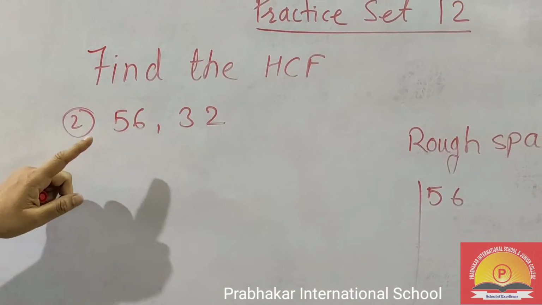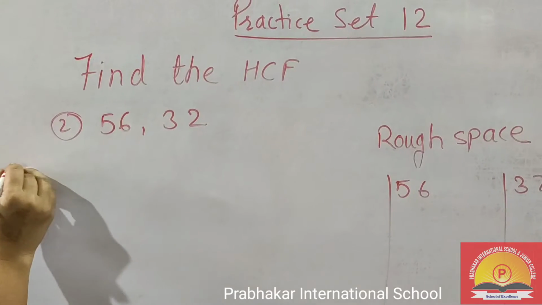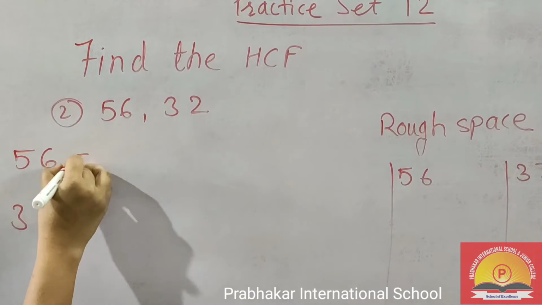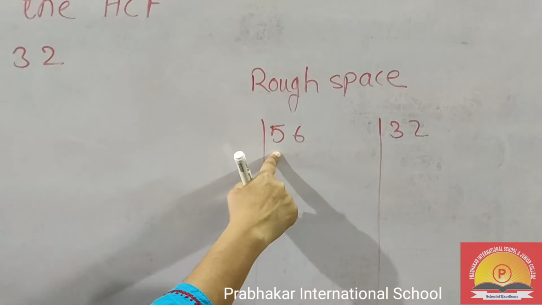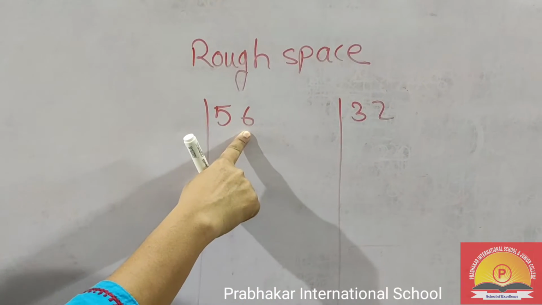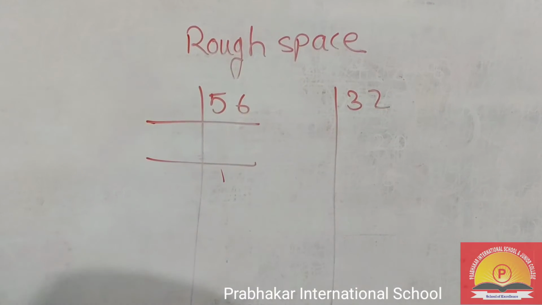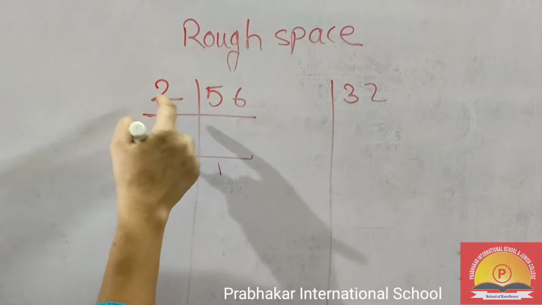Question number 2. Find the HCF of 56 and 32. So first of all we need to find out factors of 56 and 32. So in rough space we will find out the factors. You can see that at the unit place 6 is there, which is an even number. It means that entire number is an even number. So it must be divisible by 2. I will write here 2.